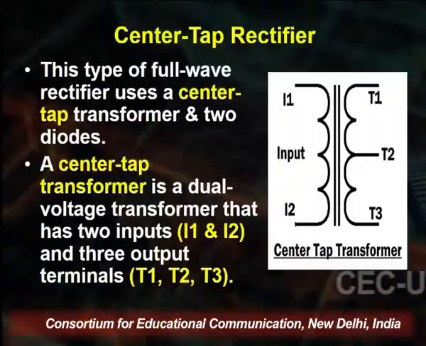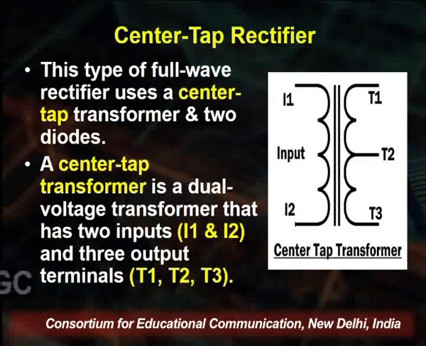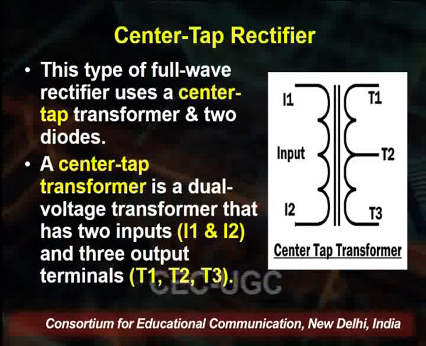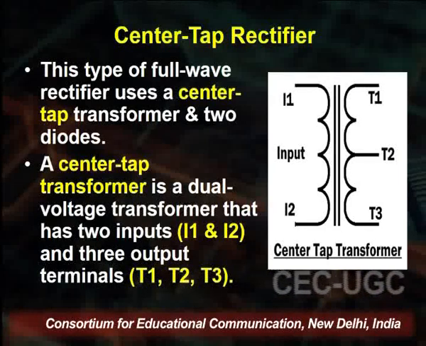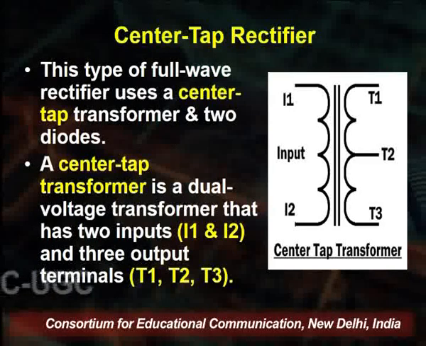So the next topic is the center tap rectifier. This type of full wave rectifier uses a center tap transformer. Here you see on the screen, it is using a transformer and two diodes. Means we have one center tap transformer and two diodes.